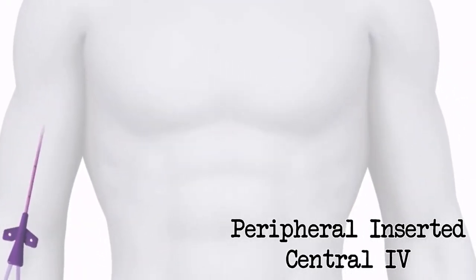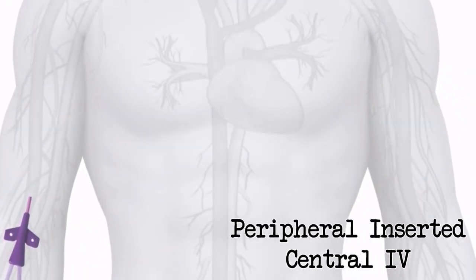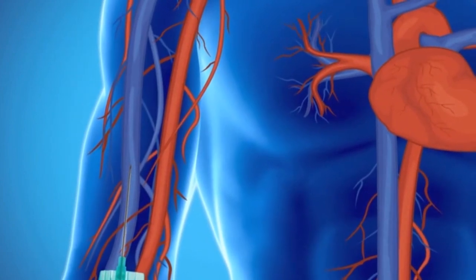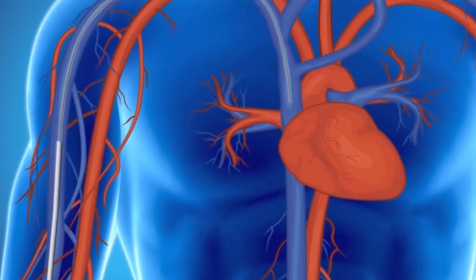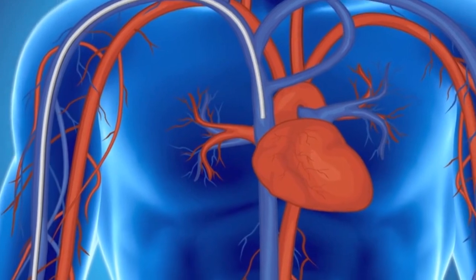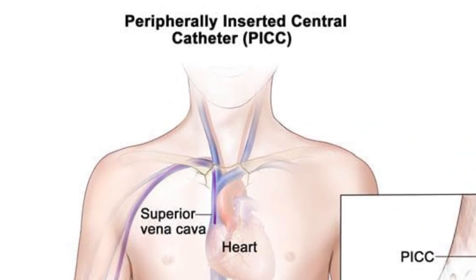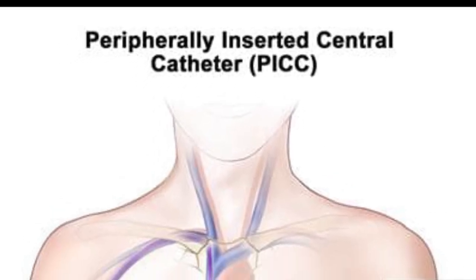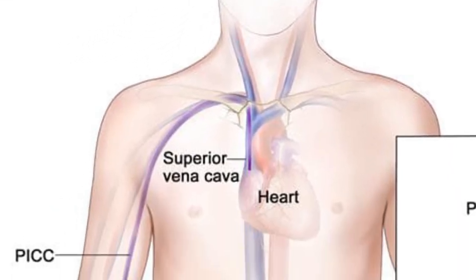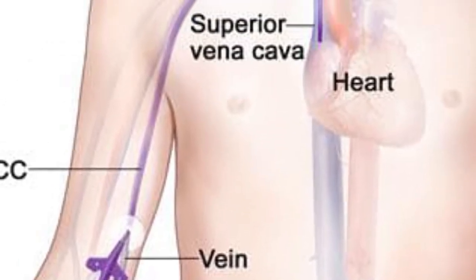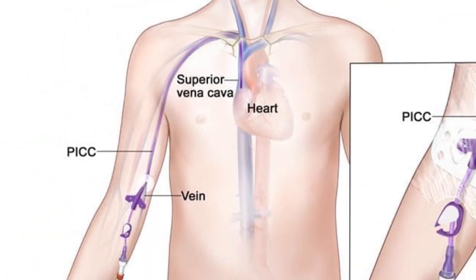Peripherally inserted central catheter. A peripherally inserted central catheter, or PICC, is a flexible catheter that is put into the elbow vein much like the midline catheter. The difference is that this catheter is longer and guided into the vena cava, which leads into the heart. For this reason, it is called a central catheter, meaning the fluid and the medication infused go into the central circulation immediately.